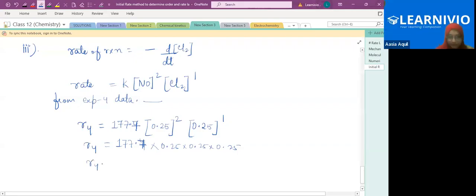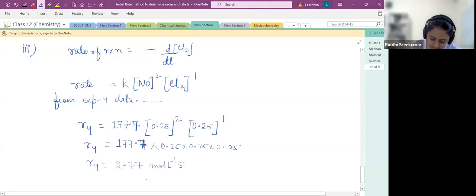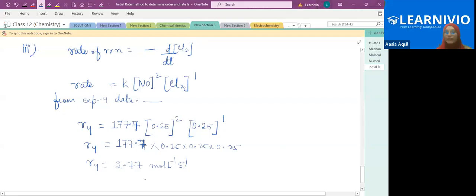Okay, so the final answer will be 2.77. And because it's a rate of reaction, right? So rate of reaction के लिए unit क्या होता है? It's mole per liter per second, right? If in a question they have given the rate of reaction in mole per liter per minute or per hour, so you have to use that unit only, right?